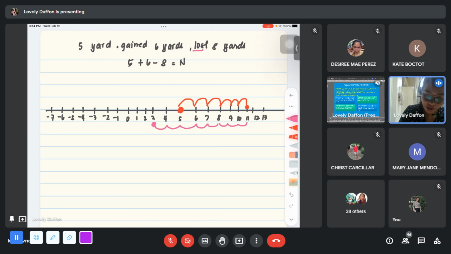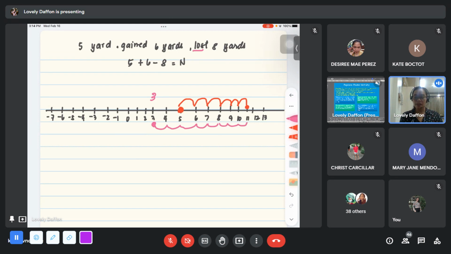So our answer now is 3. So 5 plus 6 minus 8 equals 3. So 5 plus 6 is how much? That would be 11. Yeah, 11 minus 8, so 3. So this is how you are going to represent your answer in a number line.